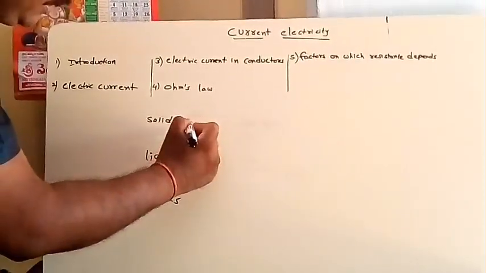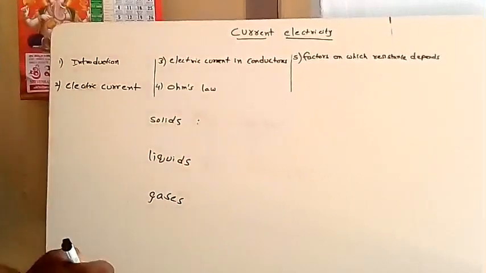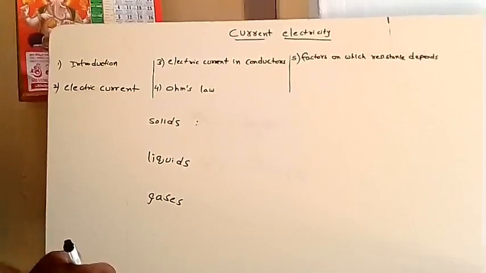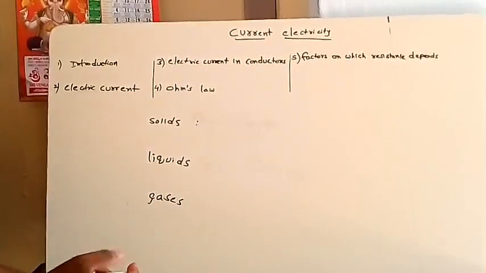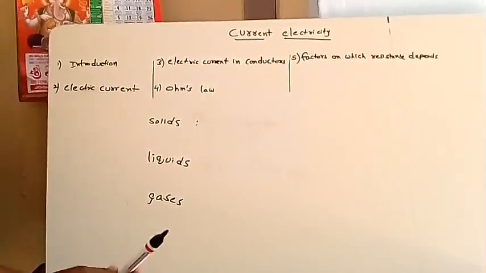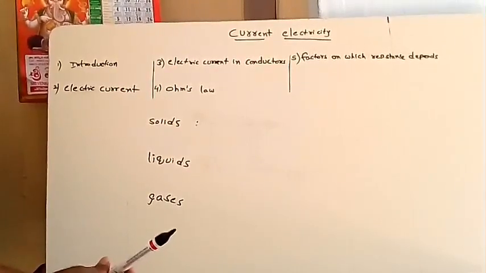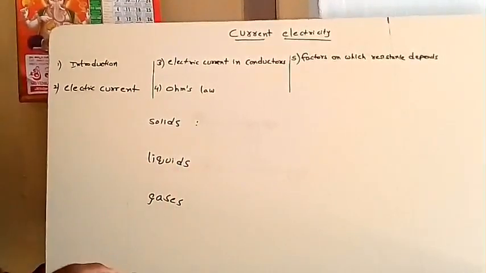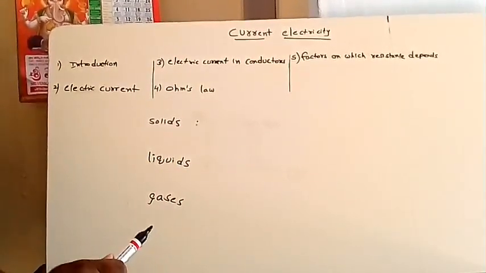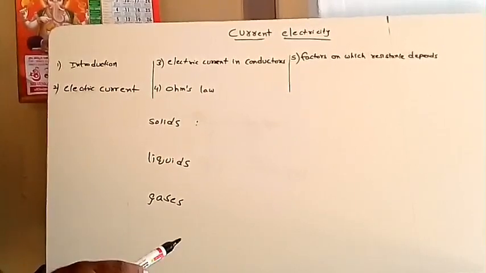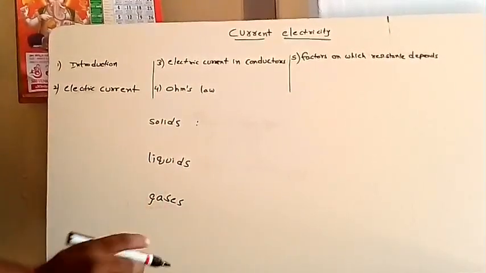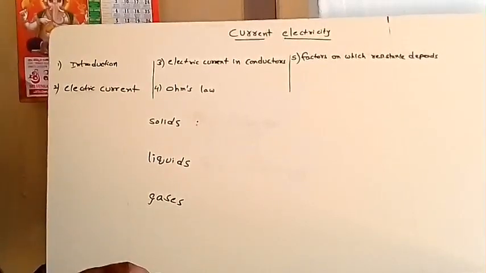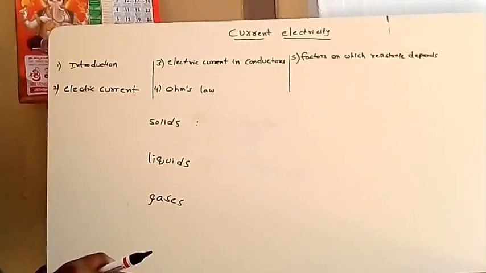Now, especially in solids, if you consider the metals, where the availability of free electrons is more, those are responsible for conduction of this current in solids. Whereas in liquids, the ions are responsible, positive ions as well as negative ions. Whereas in gases, also only ions are responsible to pass the electric current.